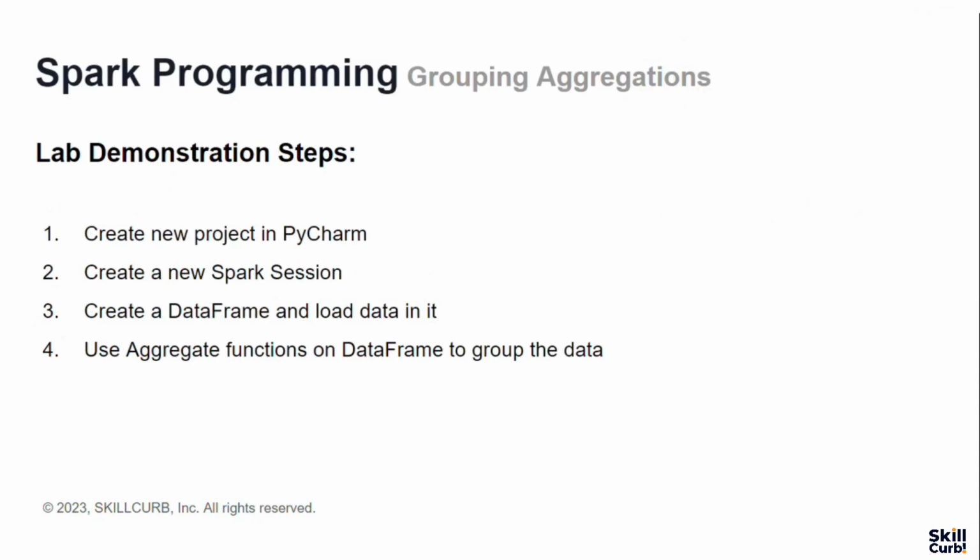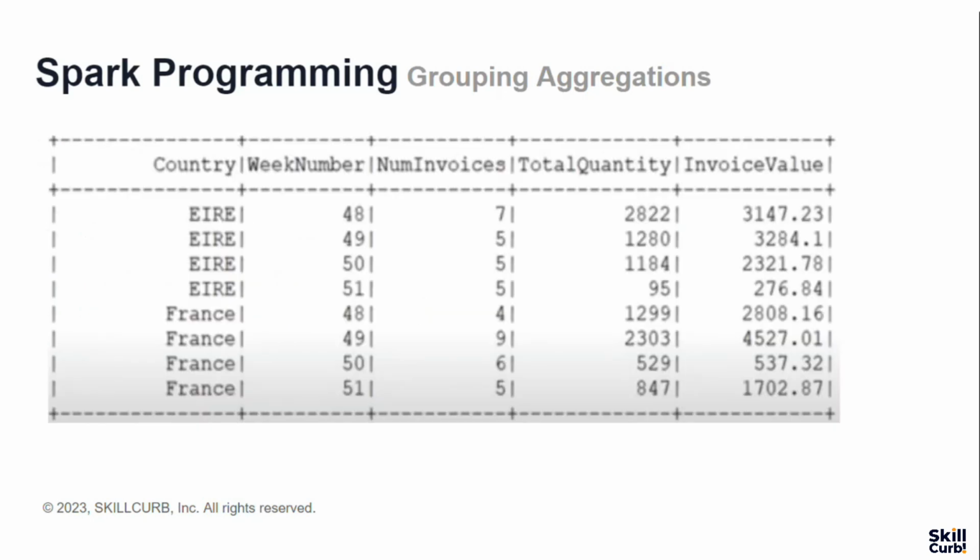In this video, I am going to talk about grouping aggregations in Apache Spark, and for that I am going to create a new project, create a Spark session, load the data in the data frame, and then run different aggregations on the dataset. One thing to remember is that all aggregations in Spark are implemented via built-in functions. In this video, we will convert our data frame to something like this using the grouping aggregations.